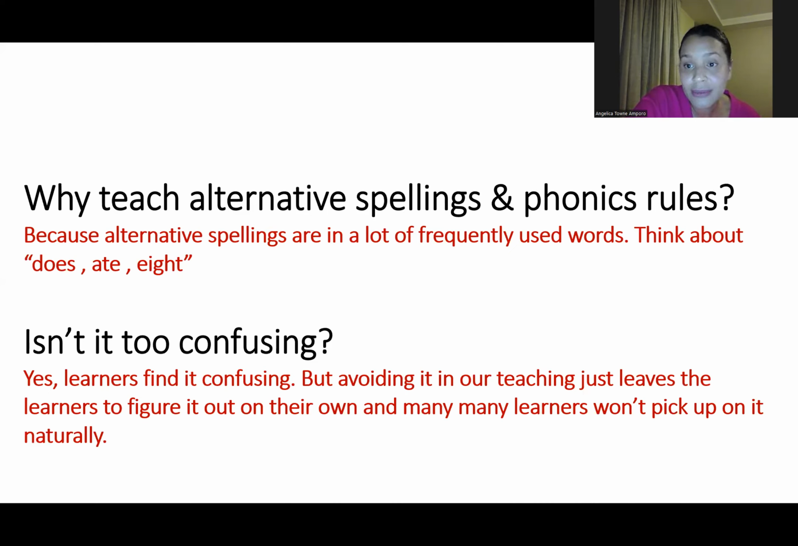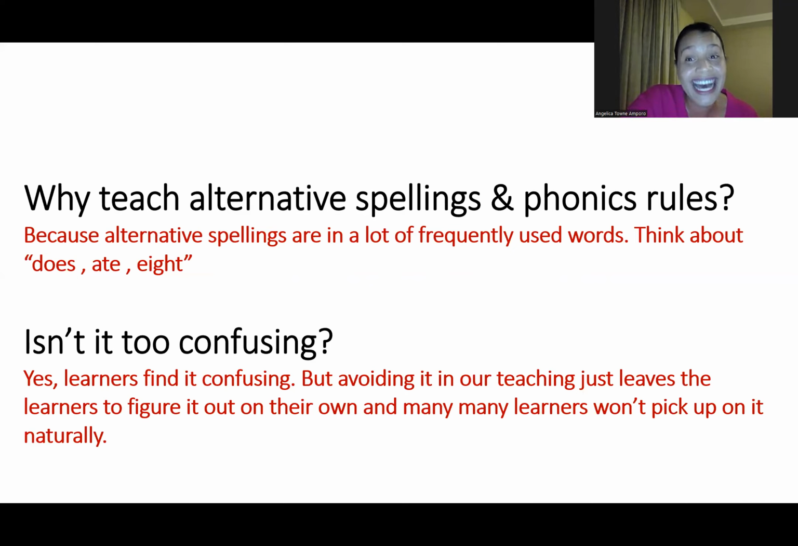So is this confusing? Well, the short answer is yes, it's extremely confusing. This is why it's hard to learn to read, and especially hard to read the language of English, right? But if you don't teach it, that doesn't make English any less confusing. These alternative spellings and these phonics rules, they're not going away just because we don't teach them to the learners. In fact, these are the things that are going to trip up learners for a very long time. They're not going to figure it out on their own.